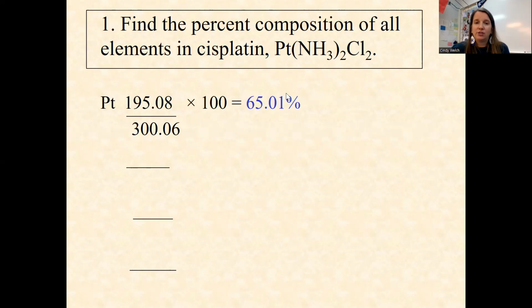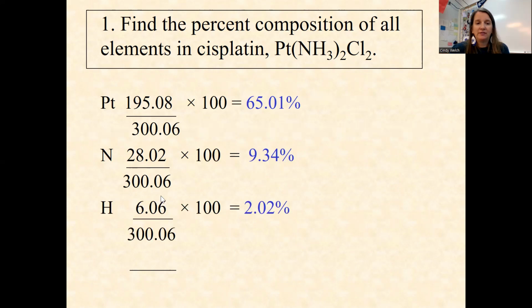Then we're going to take our nitrogen. We have to multiply nitrogen's molar mass by 2. That's why we have 28.02 up here on the top, divided by our total molar mass times 100. So we have 9.34% nitrogen. Same with the hydrogen. We're going to multiply by our subscript, so our total mass of hydrogen, which is 6.06 up here.